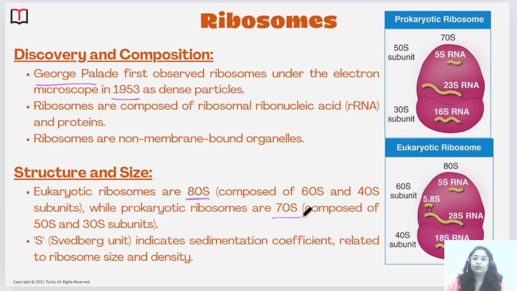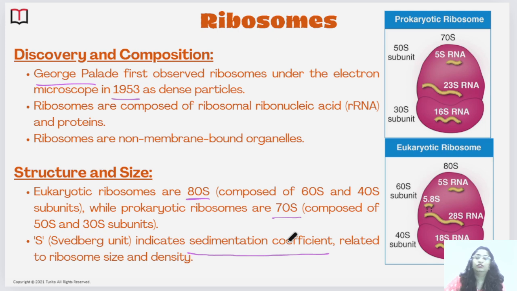So what is the meaning of S? S is the sedimentation coefficient. When you take the ribosome and put it in a centrifugation machine and it's rotating, of course the denser particles and the lighter particles will segregate. The denser particle will settle, sediment, at the bottom, and the lighter particle will be at the top, right? That happens in centrifugation.